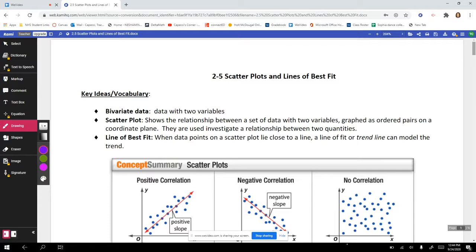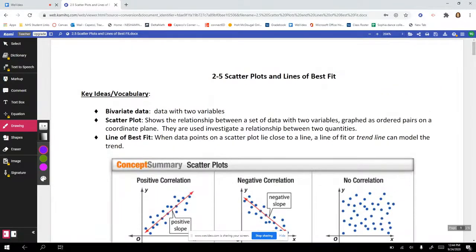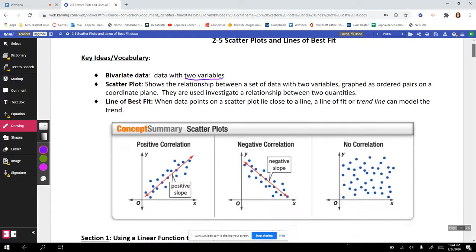So we have bivariate data. That's data with two variables, right? Two variables, that's the prefix bi. A scatter plot shows the relationship between a set of data with two variables graphed as ordered pairs on a coordinate plane. Okay, so we can look at the relationship between those.